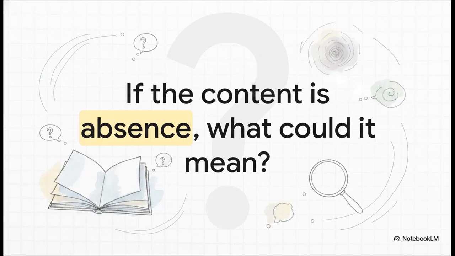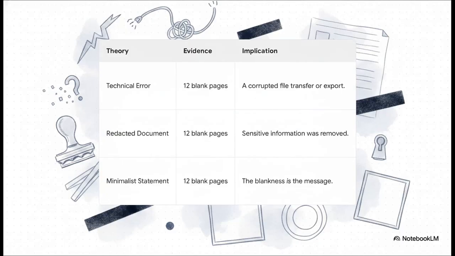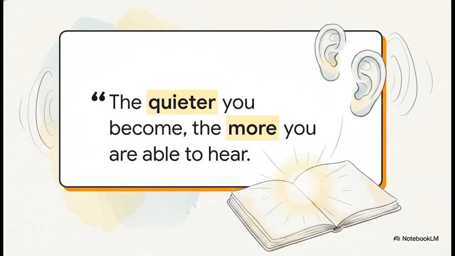Let's explore some possibilities. So, there are basically three main theories floating around. Theory 1, it's just a simple technical error. A corrupted file or something. Plausible? Sure, but also kind of boring. Theory 2, it's a redacted document, where everything inside was so sensitive they had to just wipe the whole thing clean. And then there's theory 3, which, I gotta admit, is my favorite. It's an intentional, artistic, or philosophical statement. And the funniest part? The evidence for all three of these wildly different ideas is exactly the same. 12 blank pages.